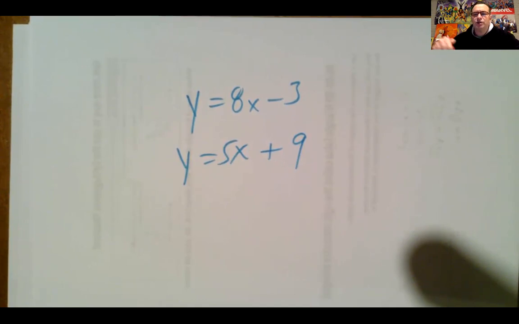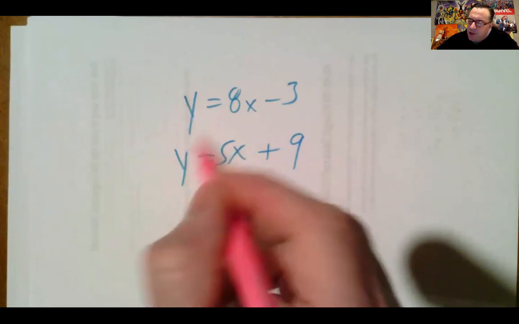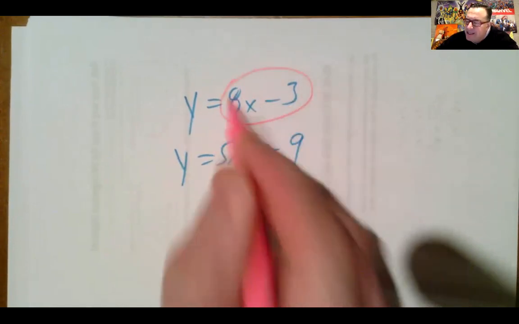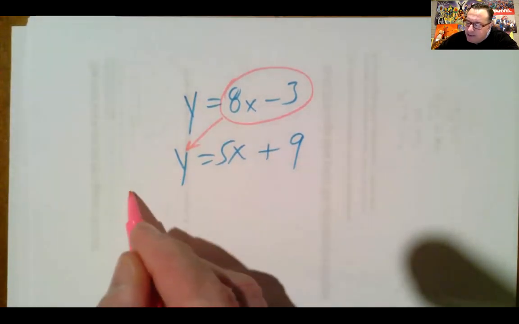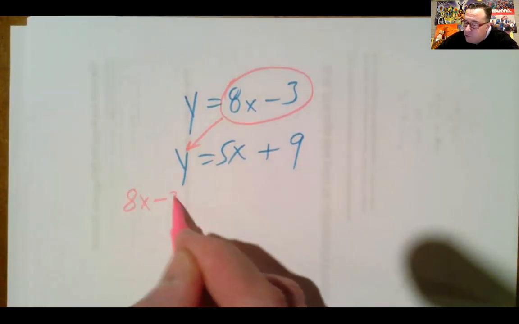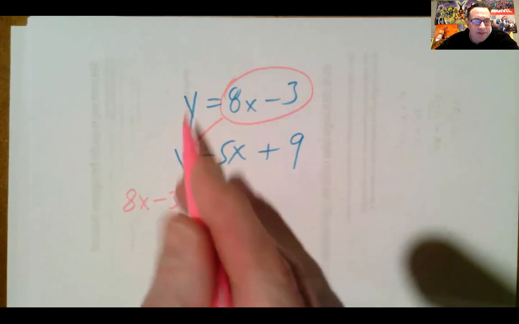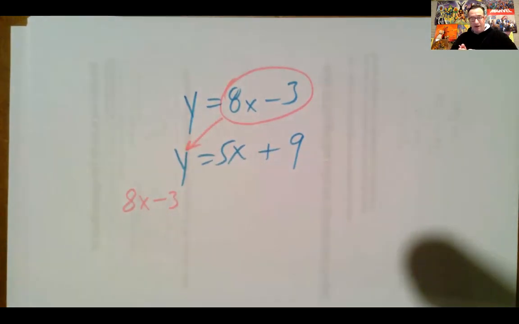Yeah, Jemiah, thank you. Since they both equal y, I take what the y is equal to and I substitute it in for that y. So I'm going to do 8x minus 3 instead of the y, because I'm substituting them both in. And I'm going to keep everything else the same.